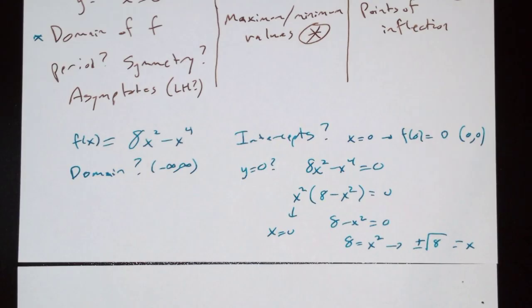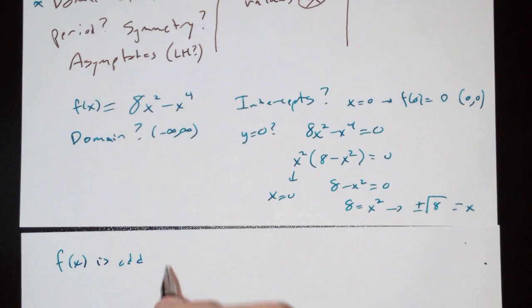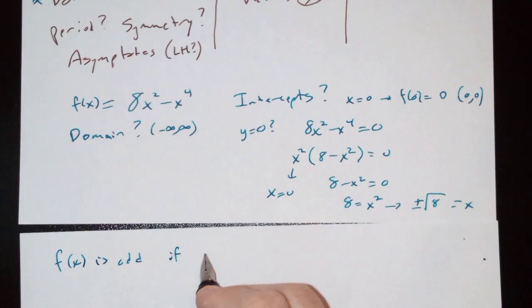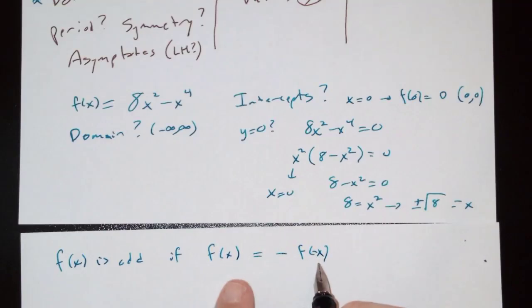But let me go back to the definitions for my symmetry. A function is odd if it's got that diagonal symmetry, right? What's up on the right is down on the left. If I change the x to a negative x, I go from being up to being down.